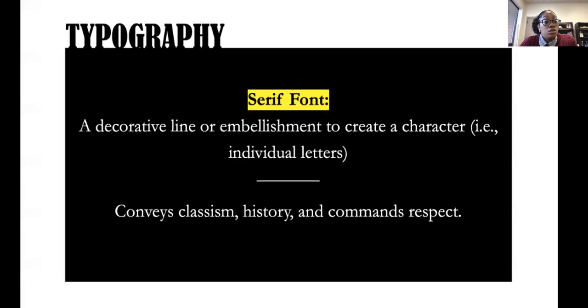Now you have what's also called serif fonts, and there's sans serif fonts. So serif fonts are a decorative line or embellishment to create a character or individual letters. But it's about classism, history. It commands respect. So you have Bodoni, which is an Italian font, and it was created in the 1700s. And it was of its time, it was considered modern, okay, in the 1700s. And it was one of the earliest examples of a modern serif font.